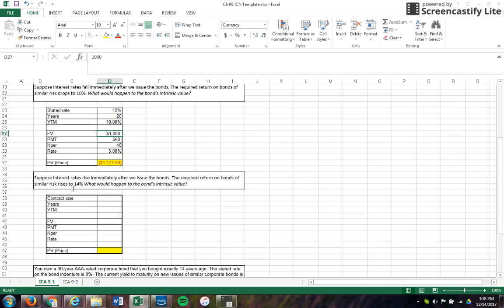So let's see what happens. What happens to interest rates immediately going up to 14%? Well, I'm just going to copy all of this. I'm going to paste it here, and the only thing I'm going to change is this to 14%. Now notice, if I set this all up right, I should be able to change that to 14%, hit enter, and everything else changes appropriately. And now we see that this is selling at a discount because it is selling at less than our par value. And this one here is selling at a premium because it sells for more than the par value of the bond.